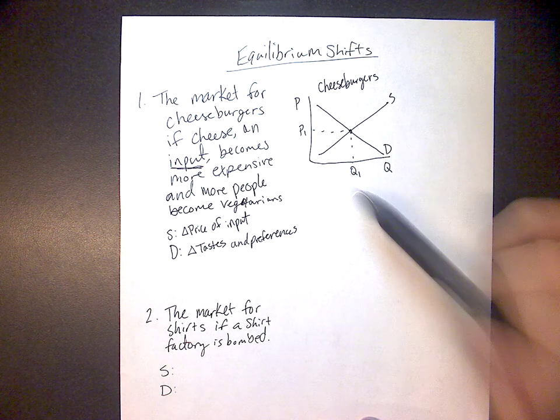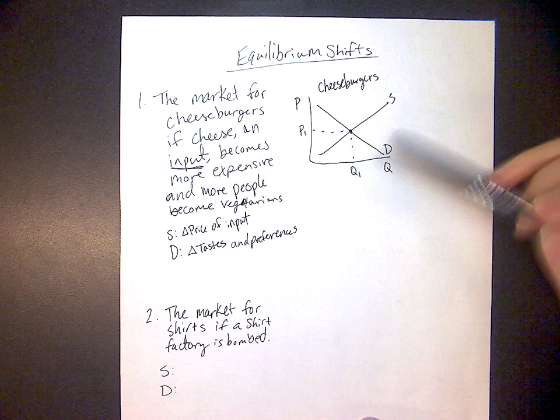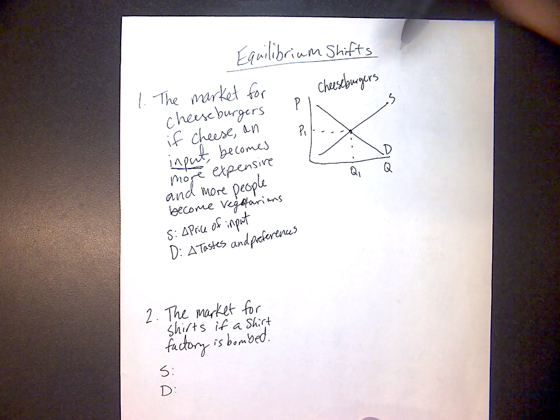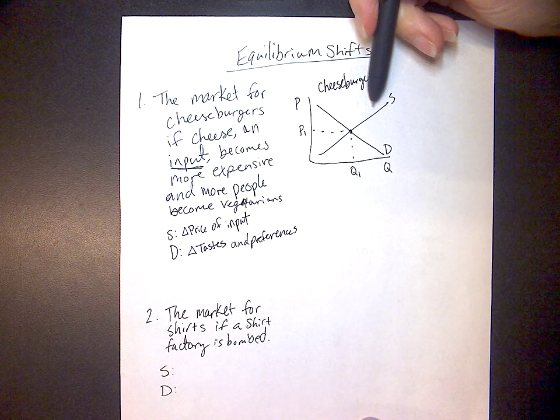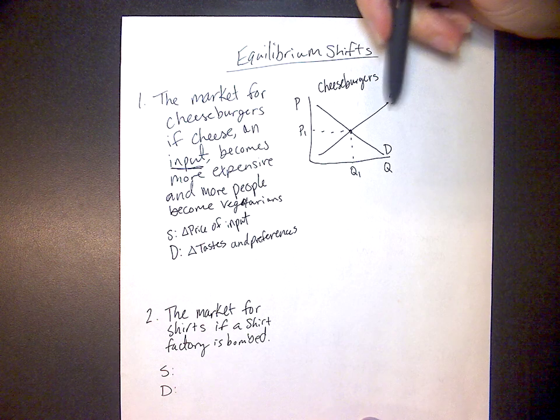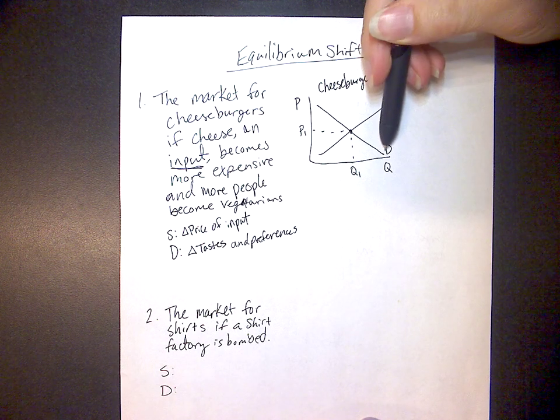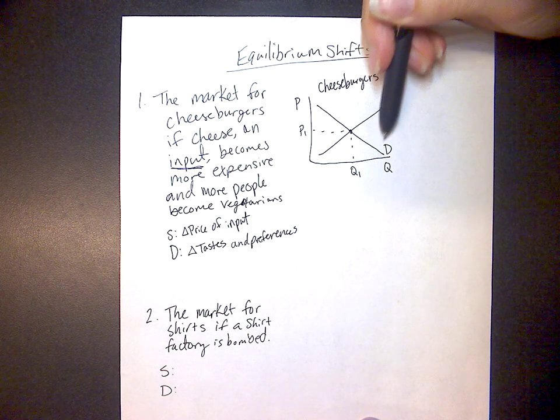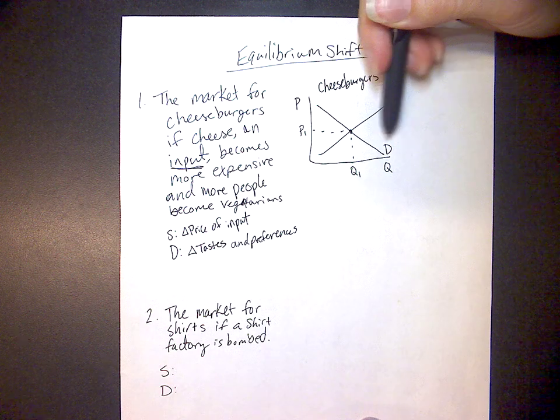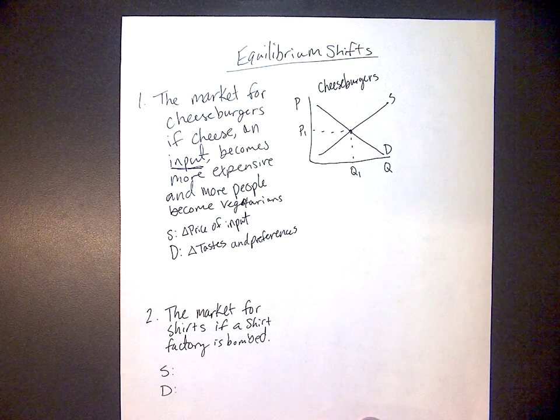Okay, so now we draw the shifts. So go ahead and pause the video, look at your shifters, and then draw those shifts in supply and demand. So remember, if you want supply to decrease, you point an arrow in here. If you want supply to increase, you point an arrow out here. If you want demand to decrease, you point an arrow in here. And if you want it to increase, you point an arrow out here. Okay, so go ahead and pause it and draw the shifts.